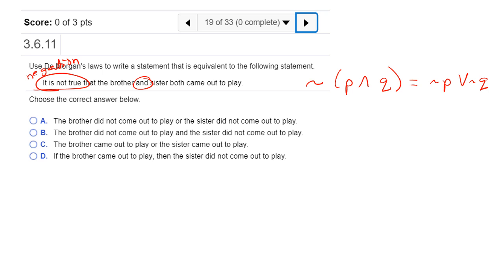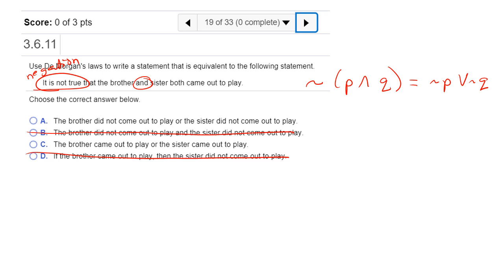So I need to restate this. The brother needs to come first, and it's definitely not D. I notice that's an if-then statement. I need to have or, so it cannot be answer choice B. That did not have the or. It'll either be answer choice A or answer choice C.